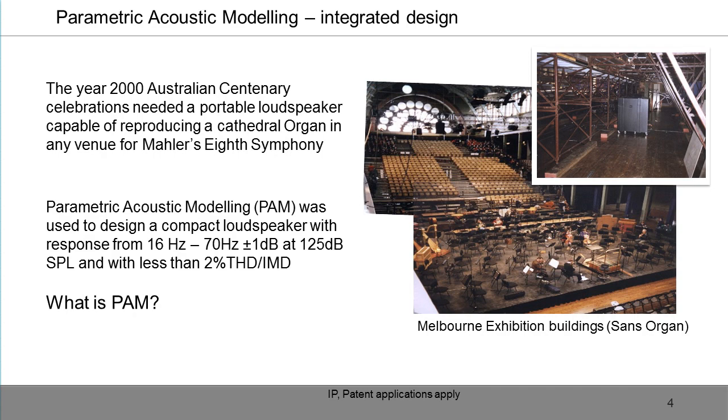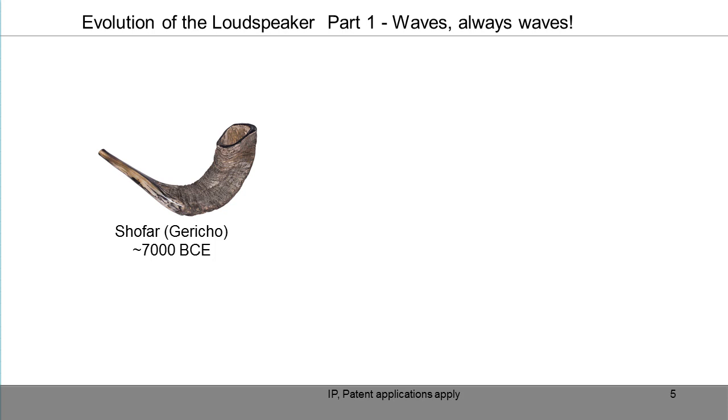First up, it's always been waves. It's all about waves. It's about waves propagating. It's about waves coming from my voice instantly to all of you, and you hear them. It's been going on for a very long time. 7000 BCE, we used the horn of a ram to produce sound. The claim was that it made a wall tumble down. I think what it did was herald the army arriving who made the wall tumble down.